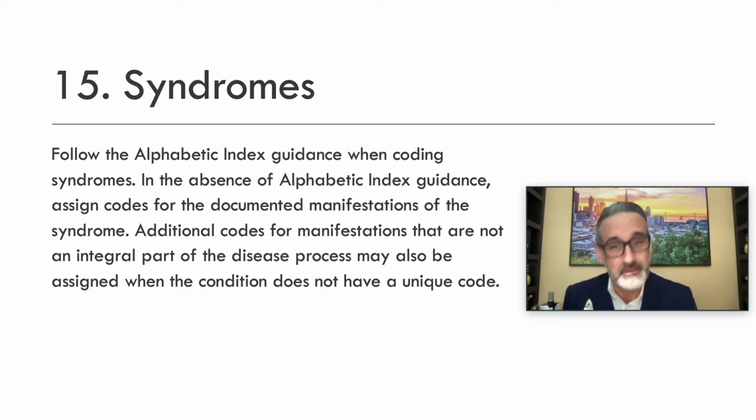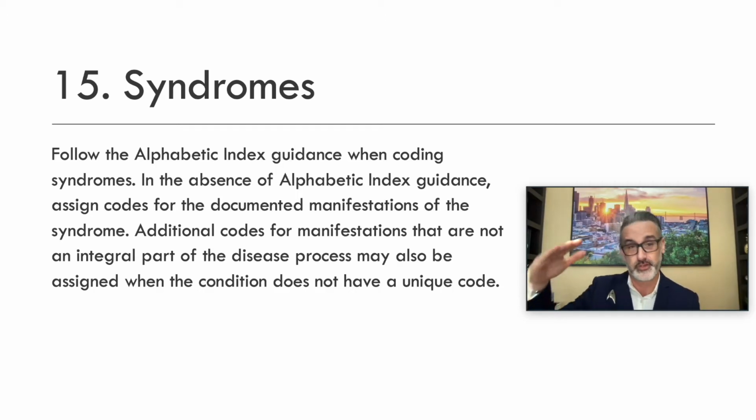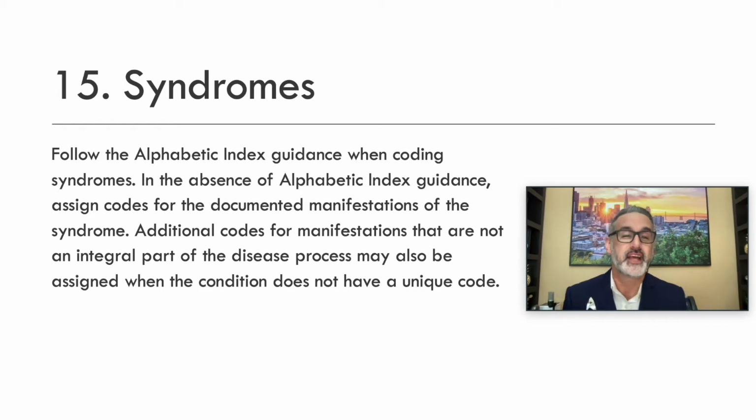And then next up, number 15, we have good old syndromes. So now when we're looking at the alphabetical index in front, when we're coding syndromes, we simply look in the ABC index in front and look up syndromes and then do the normal drop downs. But like it says here in the guidelines, when we do not have the alphabetical index, the index in front for the guidance, then we have to assign codes for the documented manifestations of that individual syndrome. And additional codes for manifestations that are not an integral part of the disease process may also be assigned when the condition does not have a unique individual code.